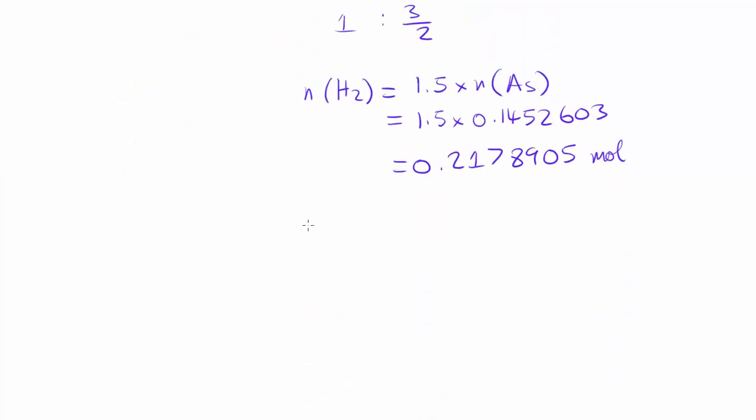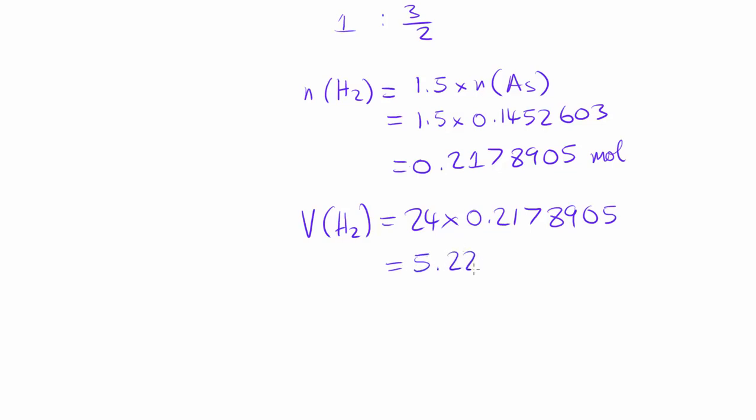So therefore, the volume of H2, which is what the question is asking us to work out, is going to be 24 multiplied by our molar value, which is 0.2178905, okay? And if you do have a go at working that out, what you should find is that you get 5.229372, okay? And that's going to be in decimeters cubed.